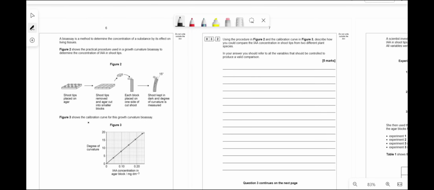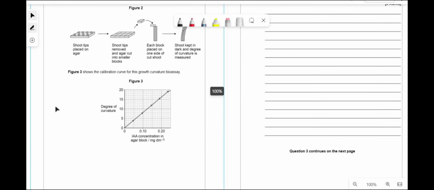Figure 3 shows the calibration curve for this growth curvature bioassay. So let's have a look at what's going on here. We've got a degree of curvature on this axis, we've got IAA concentration on this agar block, so we can use this curve to figure out how much IAA would elicit how much curvature. If we have something with curvature and we measure it, we can work out how much IAA there probably was in that agar block. That's the whole point of calibration curves, to be able to do that.